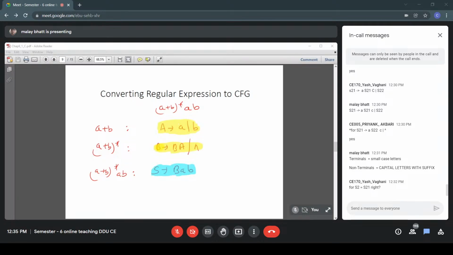So let us see one more example for practice. You can see it is BBA (AB) star. It is one regular language, plus union, we have another regular language, (AB plus (BA) star B) whole star and BA. So let's consider the L1.